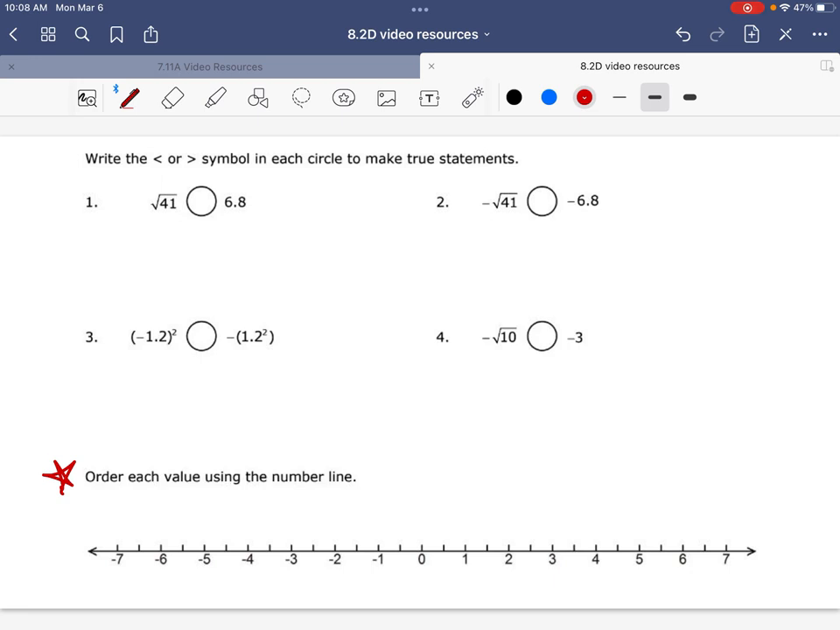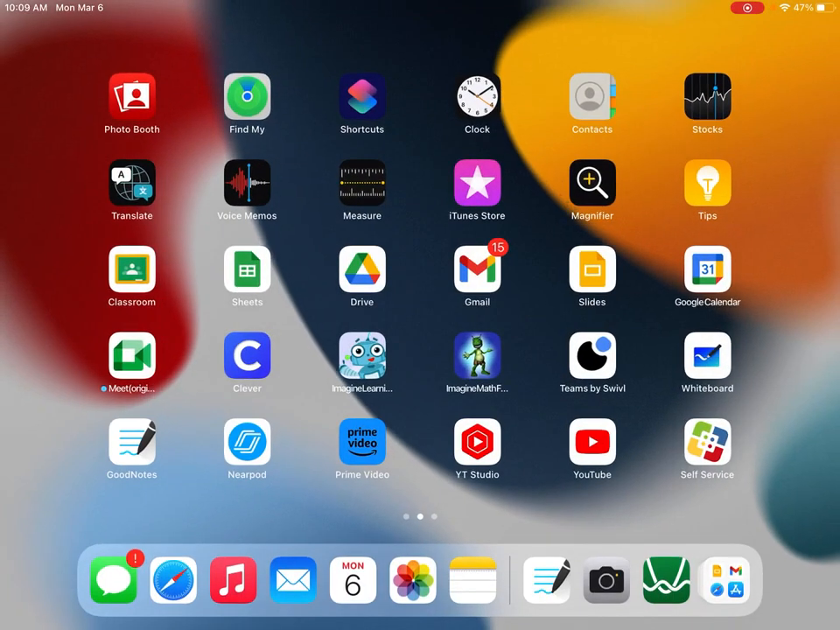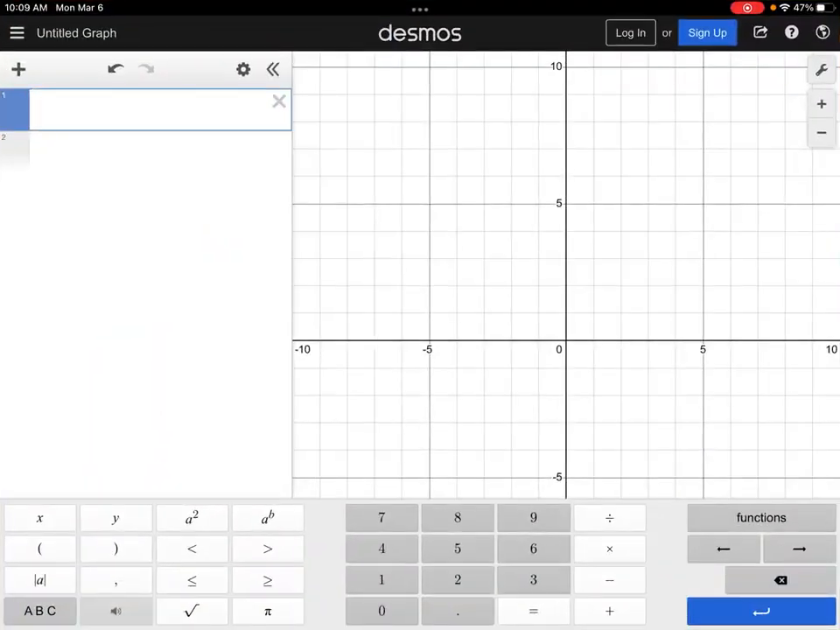So again, just like we've been doing, a tool that we can use is our Desmos calculator or the yellow handhelds, depending on what you have. But we're going to take a look at number 1 first, and we want to compare the square root of 41 to the value of 6.8 tenths, or 6 and 8 tenths. So I need to take the square root of 41 and put it into Desmos to see what that is as a decimal equivalent.